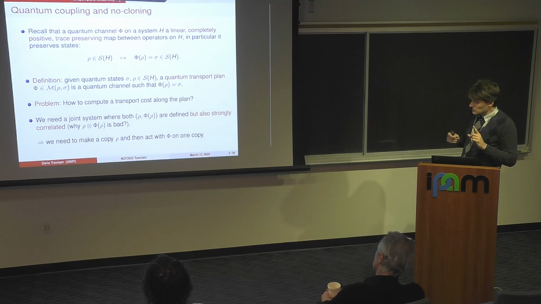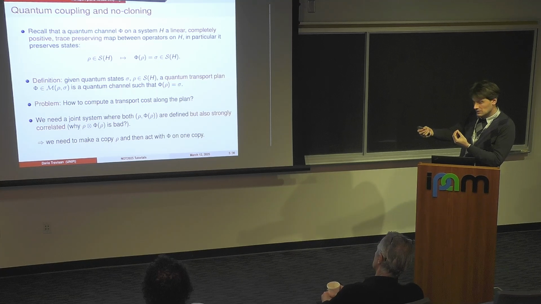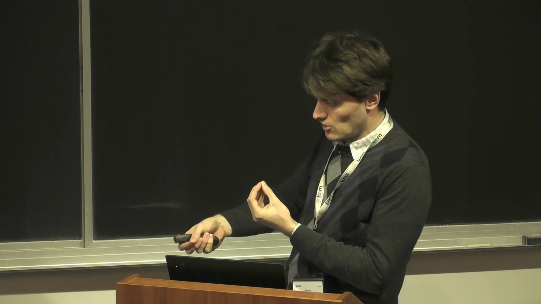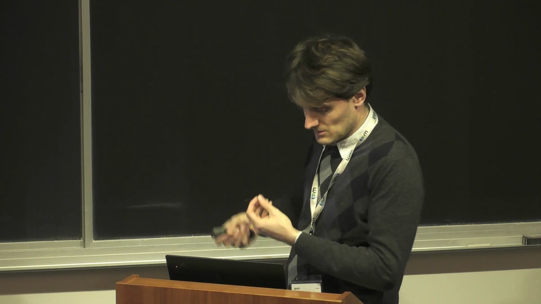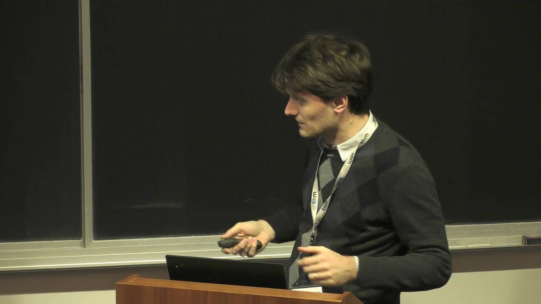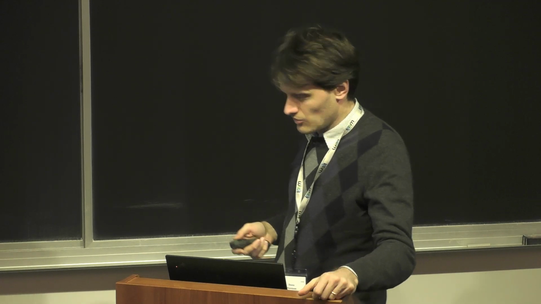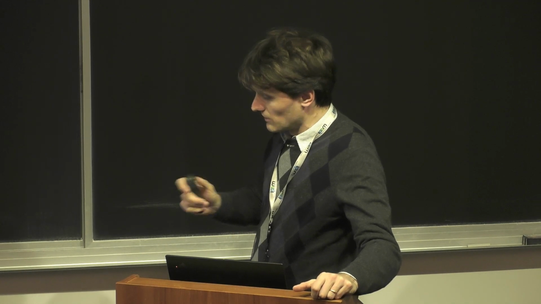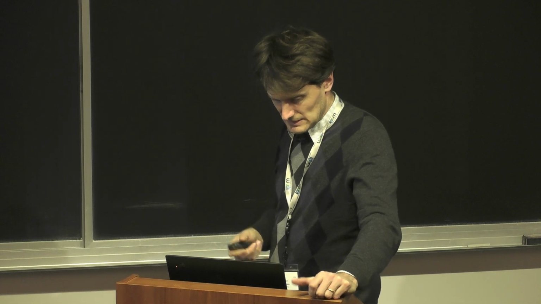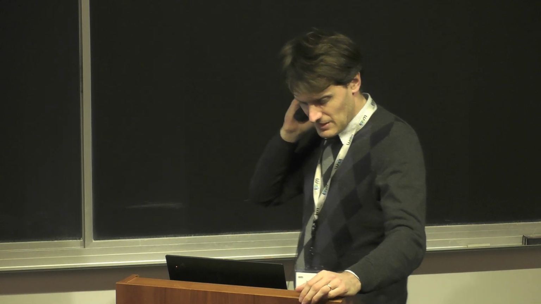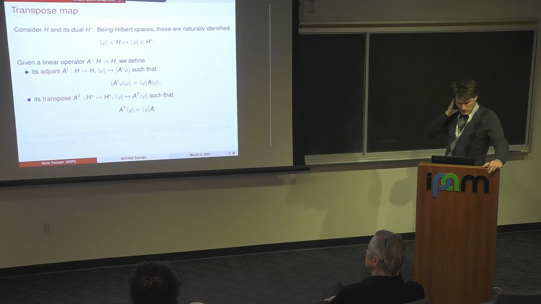And so the strategy will be this. In some sense, we make a copy of rho, and then we act with phi on one of these copies, and we leave the other fixed. So in this way, we can build these two correlated copies of rho and sigma. Okay, this joint state. So what is the technical tool that we use?